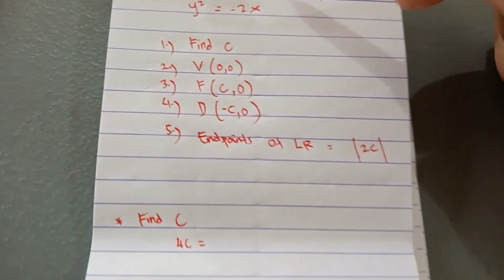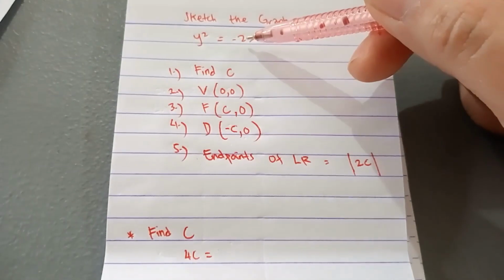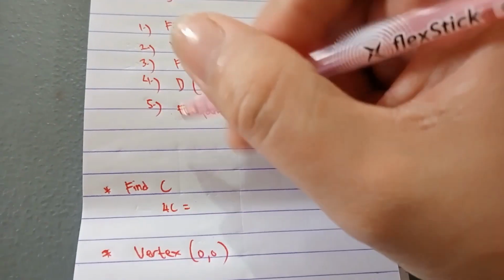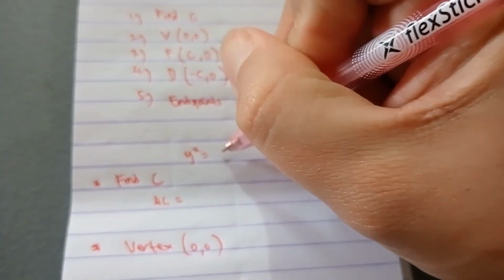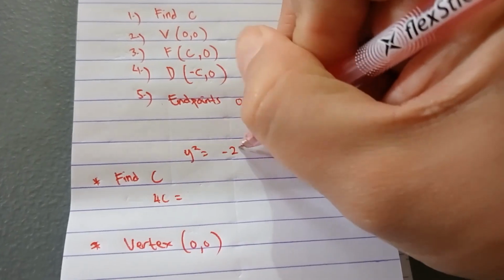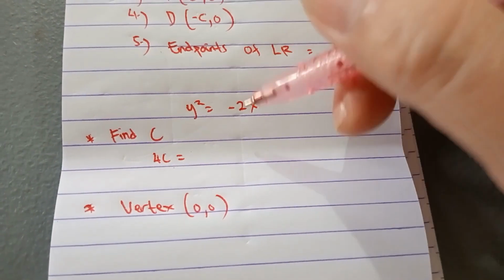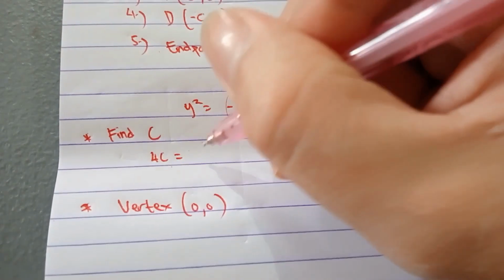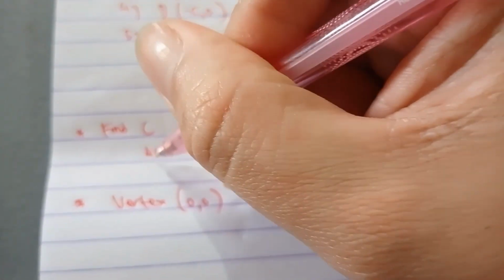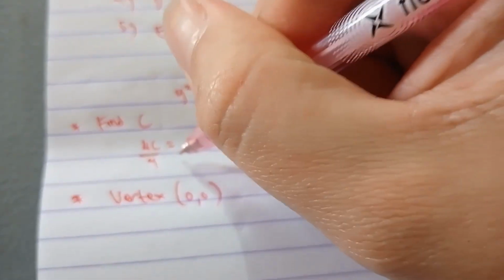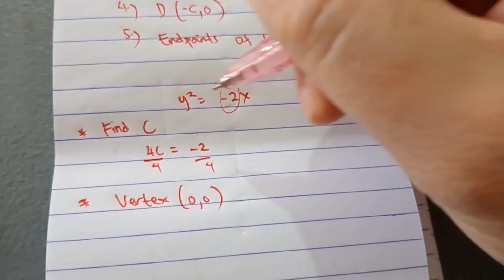So first and foremost, find the value of c. To find the value of c, write 4c equals, then copy the given problem. We have y squared equals negative 2x. So to find c, just write 4c equals, copy the number, negative 2. Then what is beside c? We have 4. So, divide both sides by 4 in order to balance the equation.